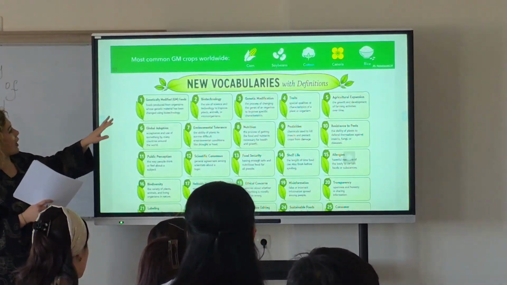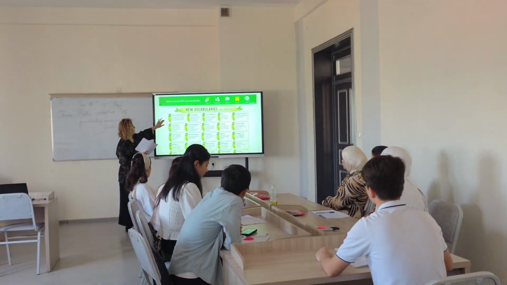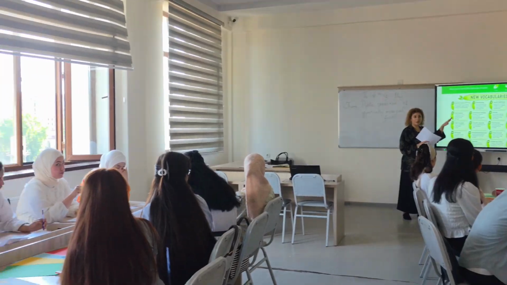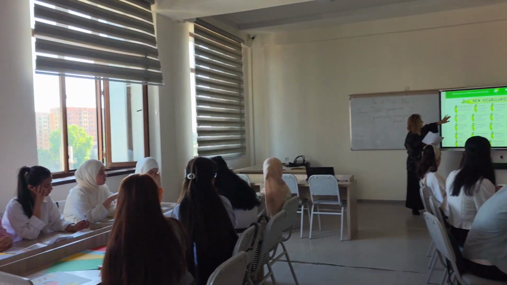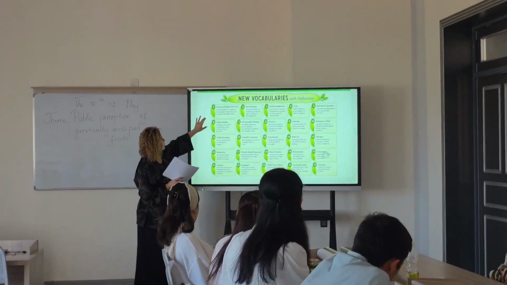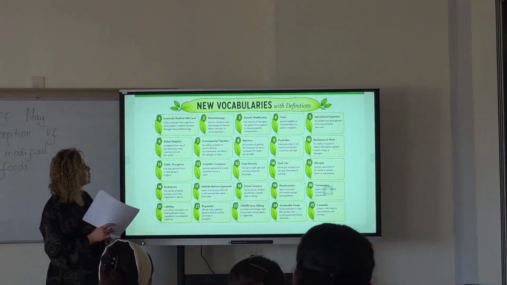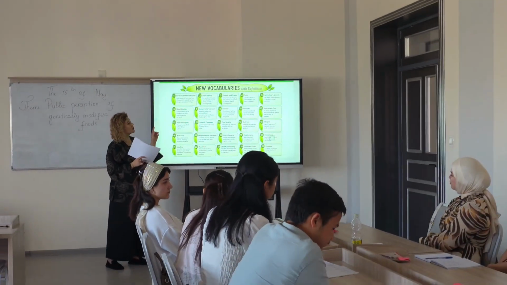Before continuing, we have to know some new vocabulary related to this topic, because it helps us to understand the topic clearly. That's why we will read all these words with their definitions. The first one is genetically modified foods. These foods are produced from organisms whose genetic material has been changed using biotechnology.